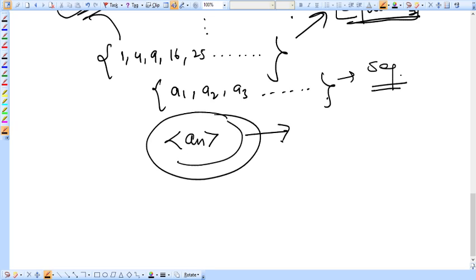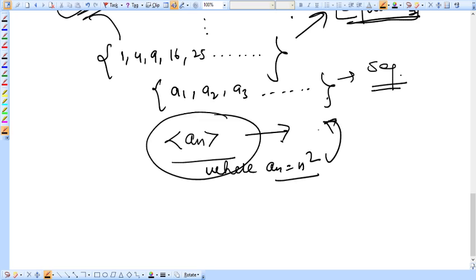If you see something written in your book like this, it means nothing but a sequence. It will be defined that (an) is a sequence where an is equal to n squared, as I defined f(n) earlier. So this is the way we write a sequence. One more example we are going to take to make it clear.